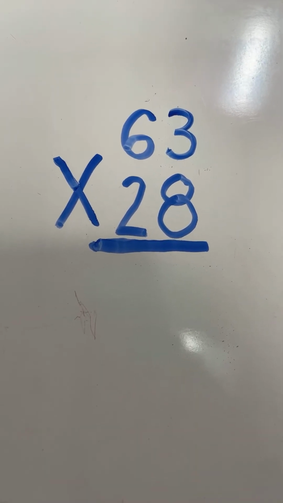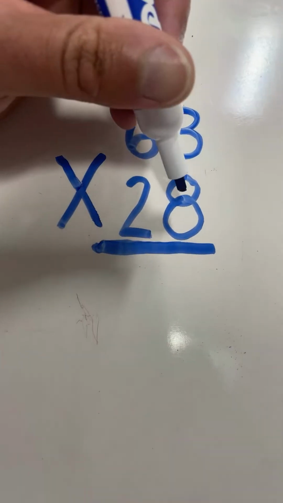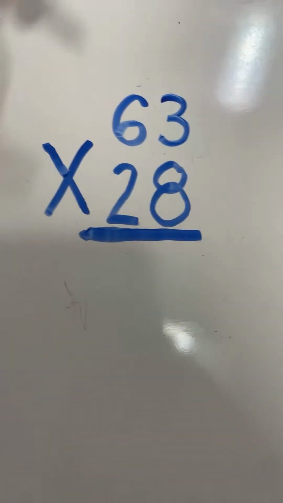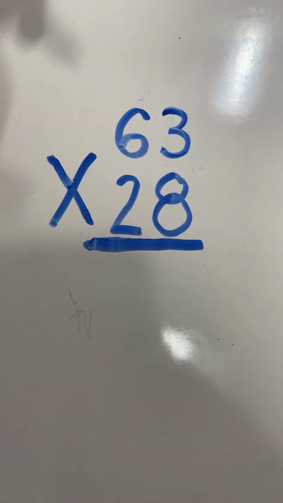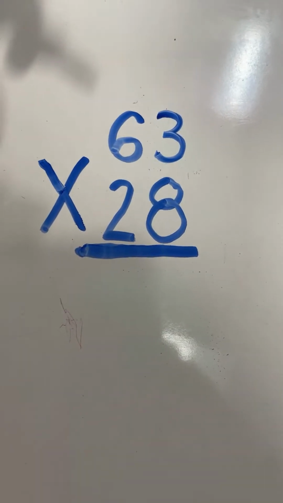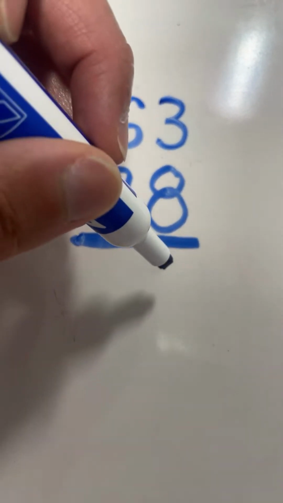So first thing we're going to do is multiply the two top digits times the bottom digit in the ones place. We're going to start out multiplying 3 times 8. Anytime our product is 10 or more, we will need to regroup. So 3 times 8 equals 24. So we will need to regroup for that first one.